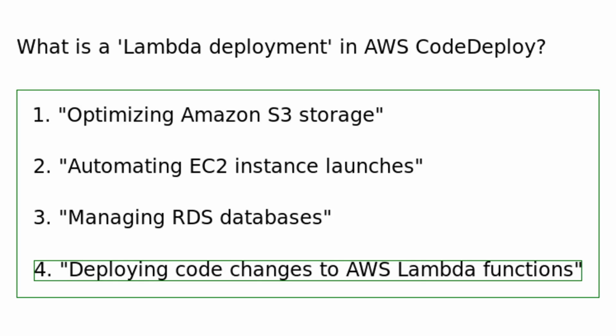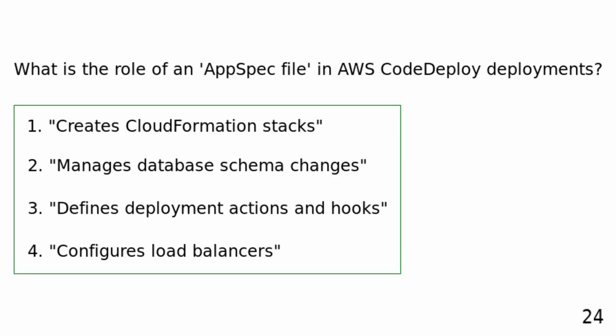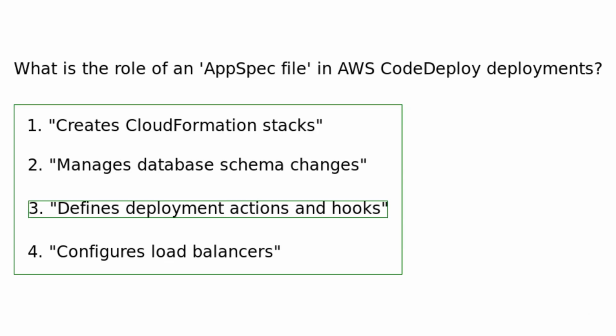What is the role of an app spec file in AWS CodeDeploy deployments? Creates CloudFormation stacks. Manages database schema changes. Defines deployment actions and hooks. Configures load balancers. An app spec file in AWS CodeDeploy defines the deployment actions.